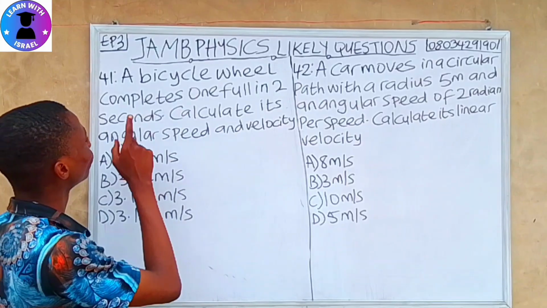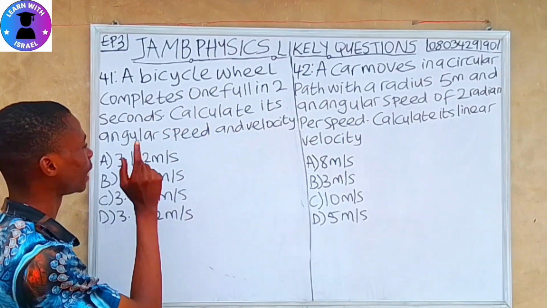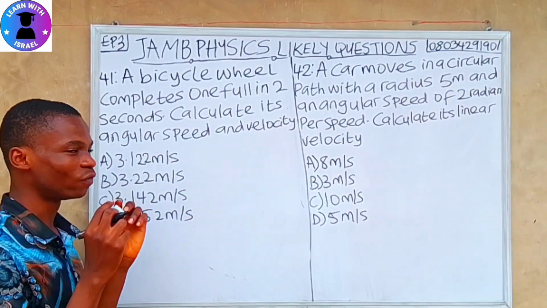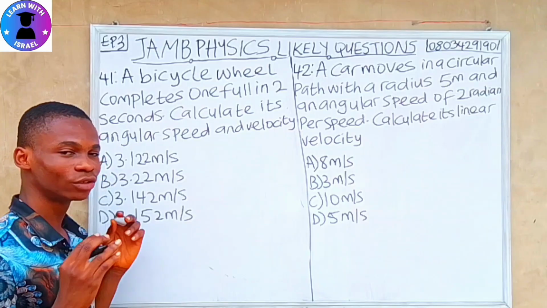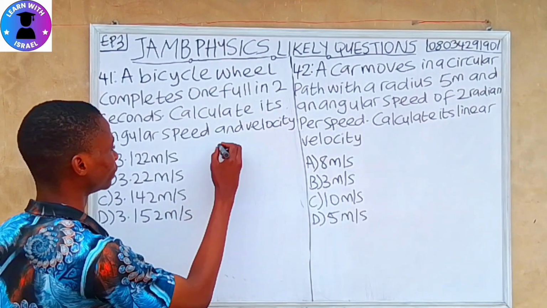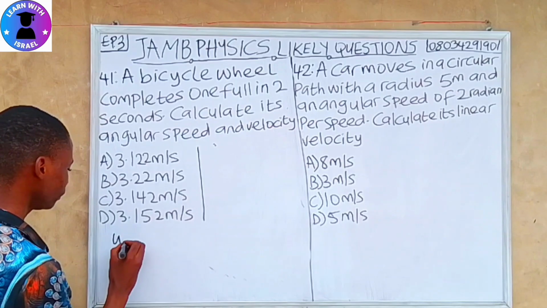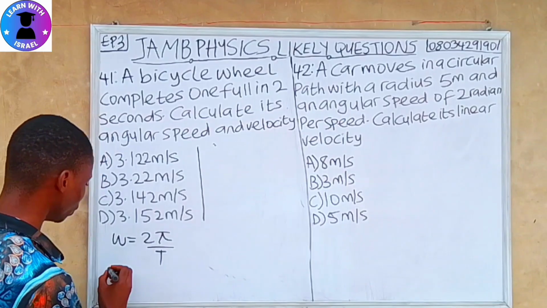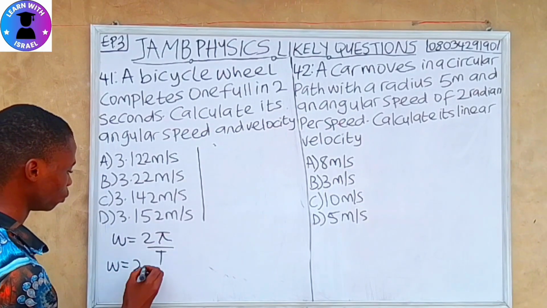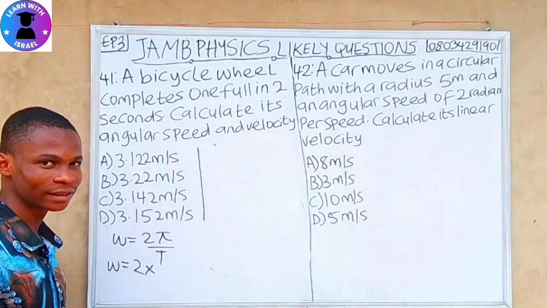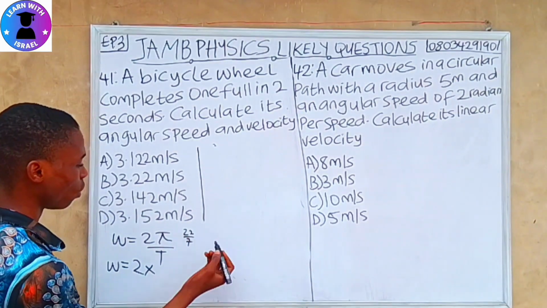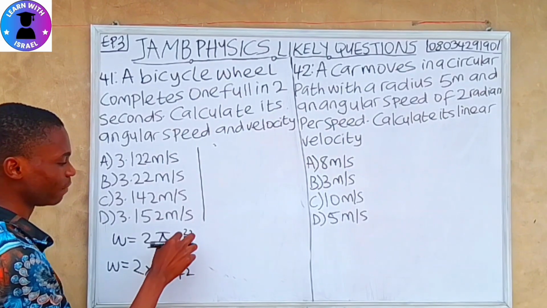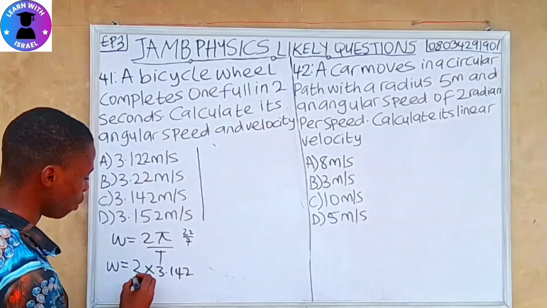A bicycle will complete one full revolution in 2 seconds. Calculate its angular speed and velocity. We need to know the formula first, so make sure you find a note to jot down the formula I'll be giving you today. The formula for angular speed is 2 pi over t. Pi is a constant. It can be 22 over 7 or 3.142, so we'll be using 3.142.